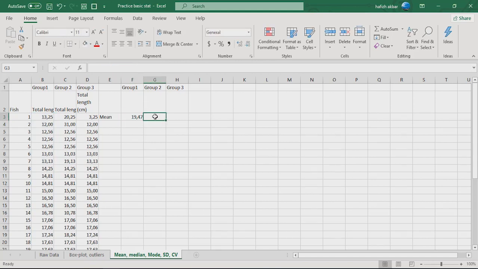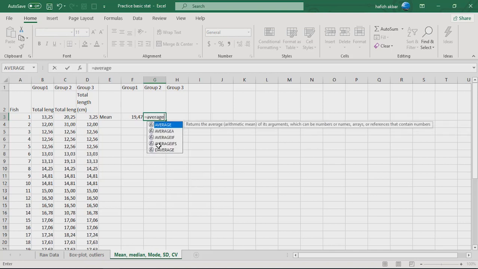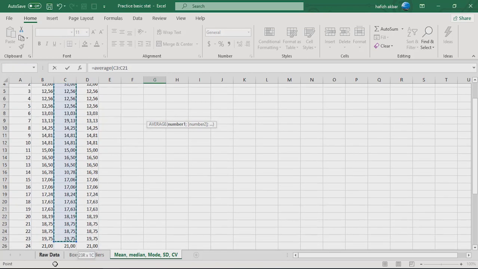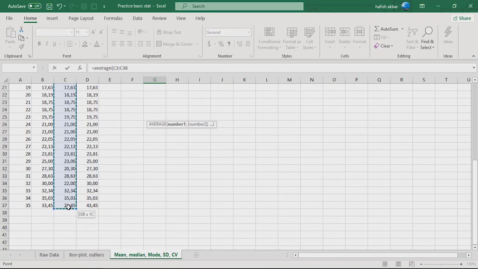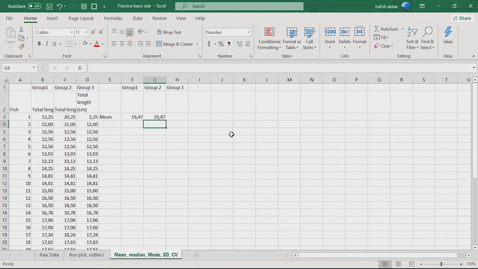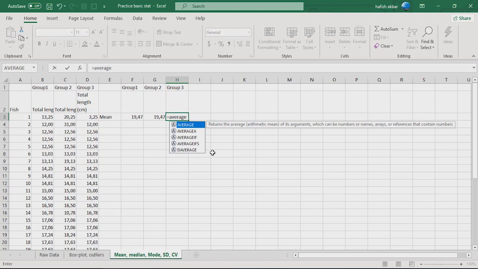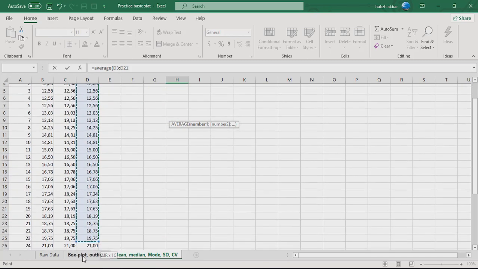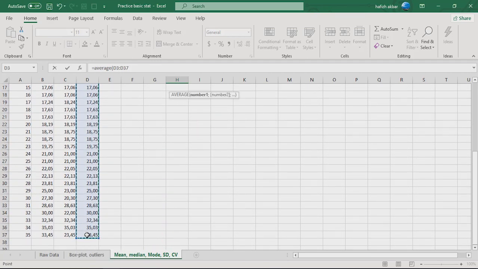The same also for group 2. Equal to, then average, open bracket, and then select all the data from group 2 and enter. For group 3, it's still the same: average, and select all the data from group 3 and then enter.